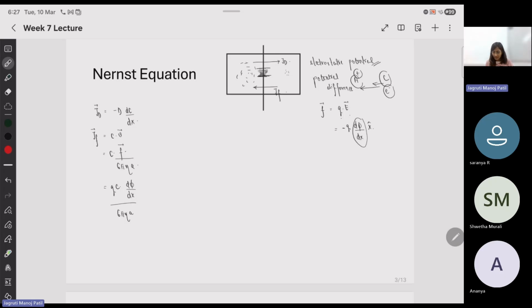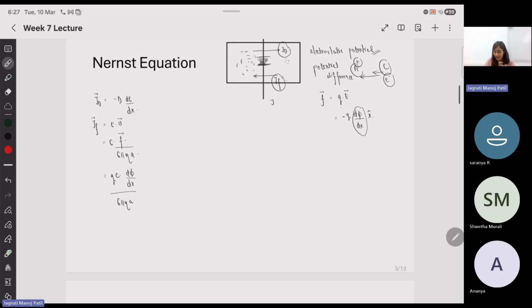Now, the flow due to diffusion and the one due to force will always, not always, but after a point, until the system achieves equilibrium, be equal in magnitude, both JD and JF, and opposite in direction. When they are equal in magnitude and opposite in direction, what you do is equate the magnitudes of both the vectors, JD and JF.